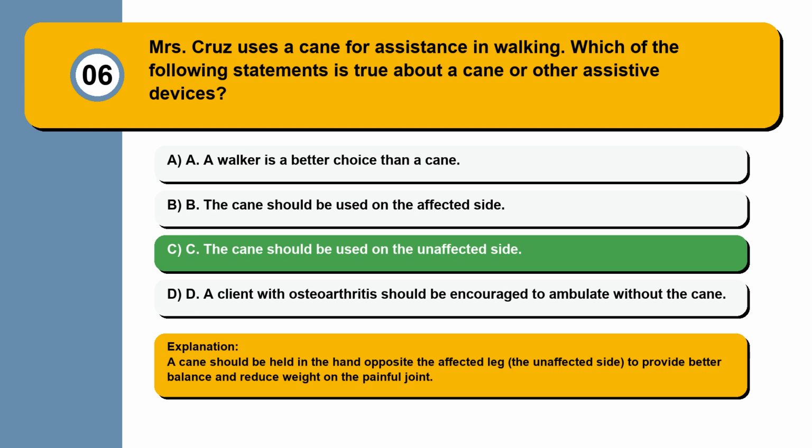A cane should be held in the hand opposite the affected leg, the unaffected side, to provide better balance and reduce weight on the painful joint.